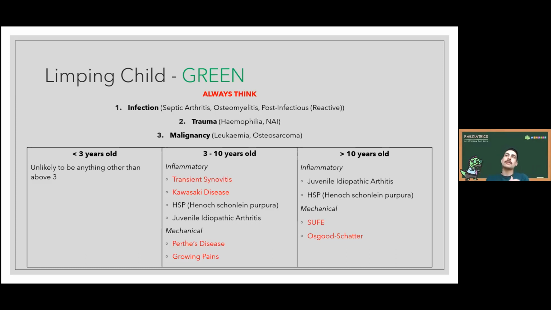For kids that are less than 3 years, usually it's just those 3 that would be presenting. You don't really get any other inflammatory or mechanical causes. When you get to 3 to 10 years old, then you're starting to think of transient synovitis, Kawasaki disease, HSP, JIA, and then mechanical Perthes and growing pains. And when you're greater than 10 years, you can still get JIA and HSP, but the more mechanical causes are SUFE and Osgood-Schlatter.